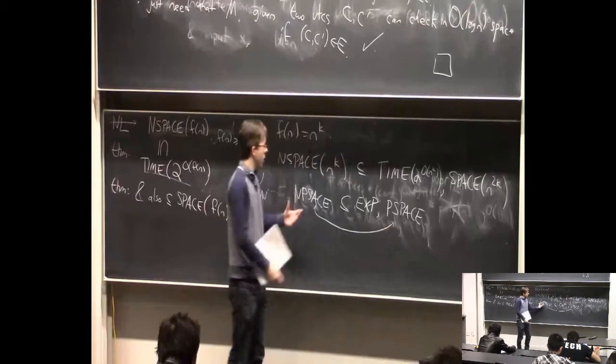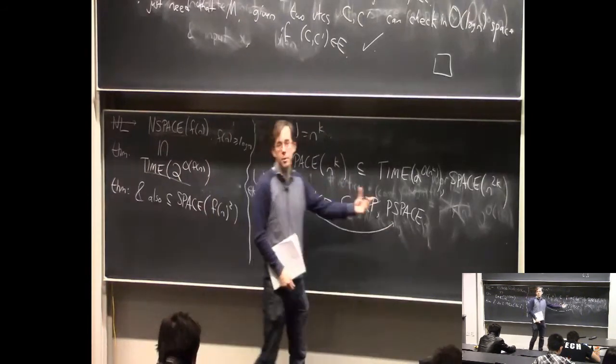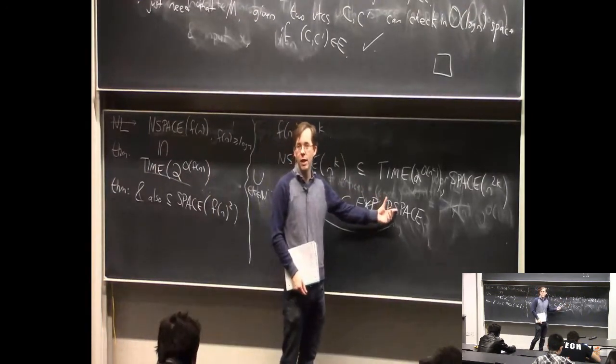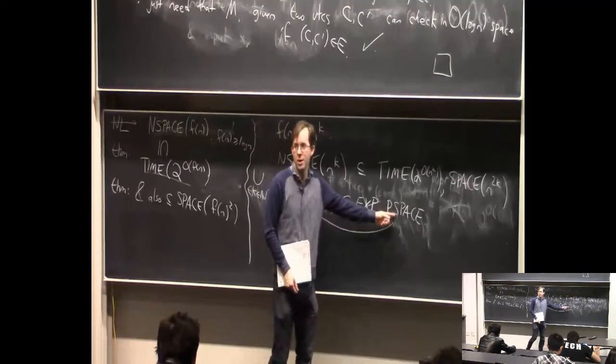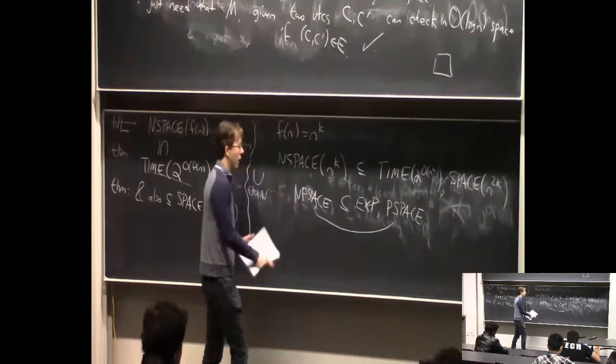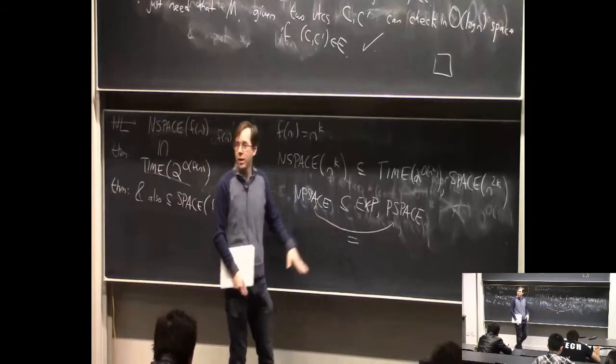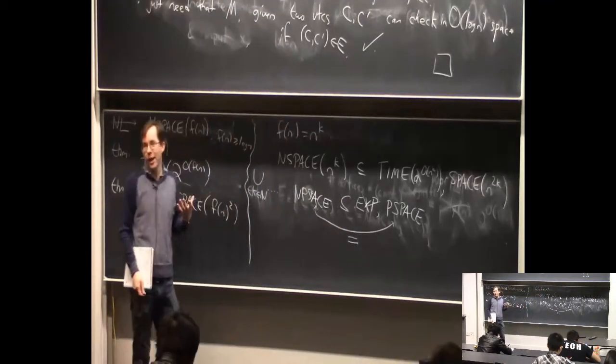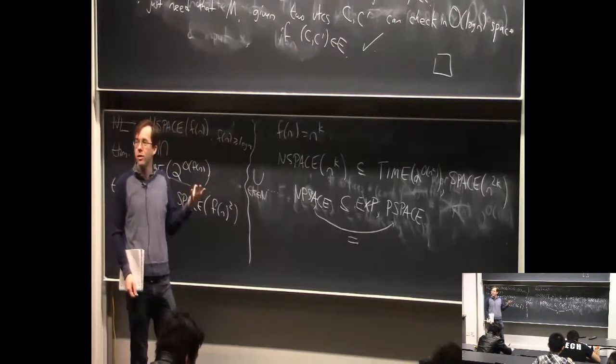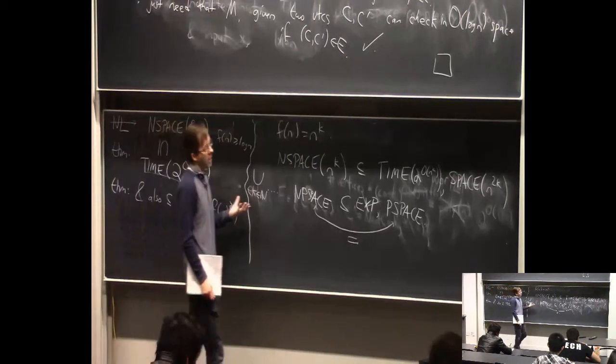This says that non-deterministic polynomial space is contained in deterministic polynomial space. So these classes are actually equal because deterministic space is contained in non-deterministic space. So PSPACE equals NPSPACE. So this is kind of like P equals NP for space. That's kind of amazing.